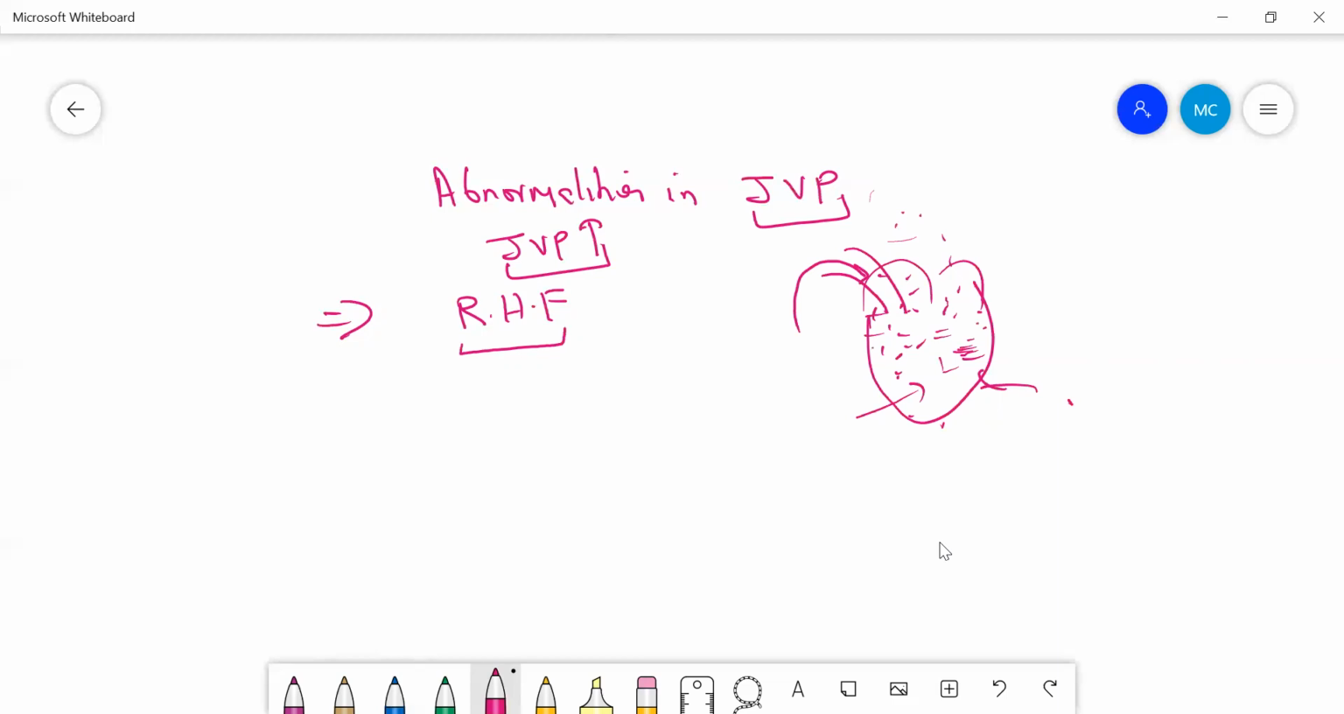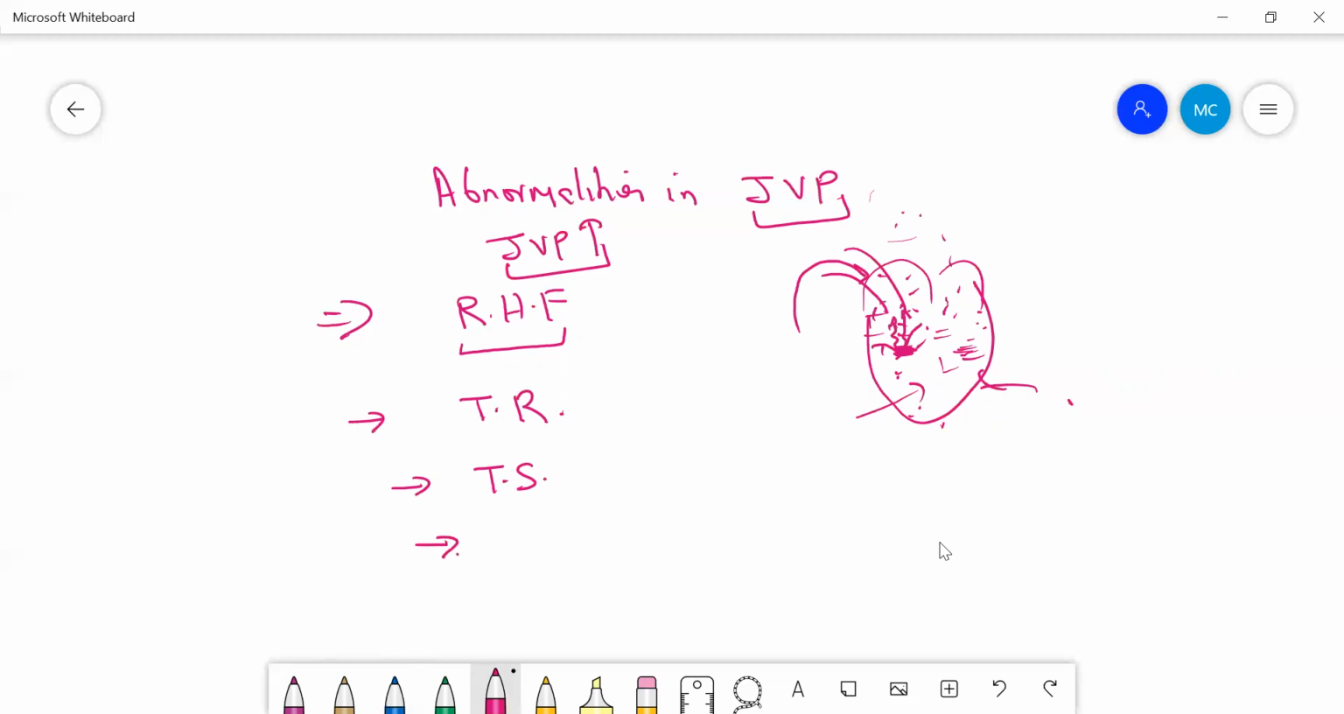What other reasons can also occur? When there is tricuspid regurgitation, the blood is again going to flow back. Okay, tricuspid regurgitation can also be a reason for this raised JVP. Tricuspid stenosis. This valve is stenosed. Blood is not able to fill up properly. It's not able to flow properly from the atria to the ventricles. There is an increased pressure in the right atrium, which is transmitted to the right internal jugular vein.